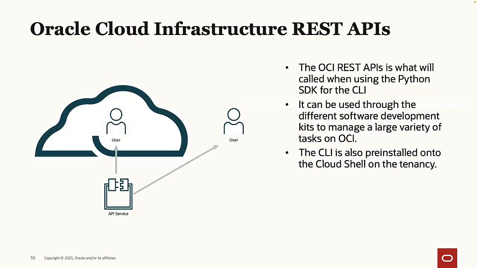Next, we have OCI REST APIs. So these are typical REST APIs that use HTTPS requests and responses. It can be accessed through a multitude of SDKs to manage a large variety of tasks on OCI. Permissions for API calls are applied by users, and command line interface access can be role-defined in configuration. The CLI will allow for many tasks using REST APIs to be completed and will generally have an easier deployment.